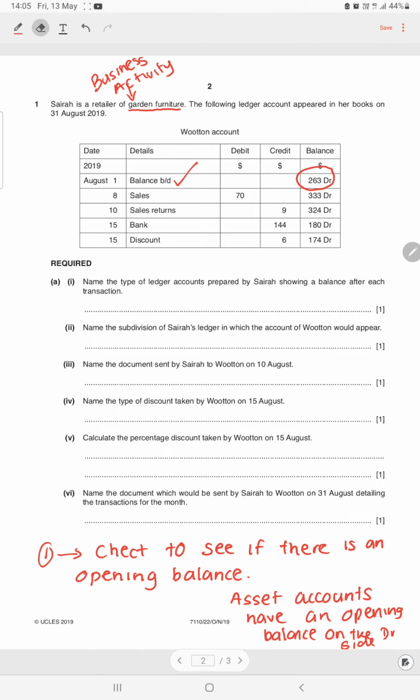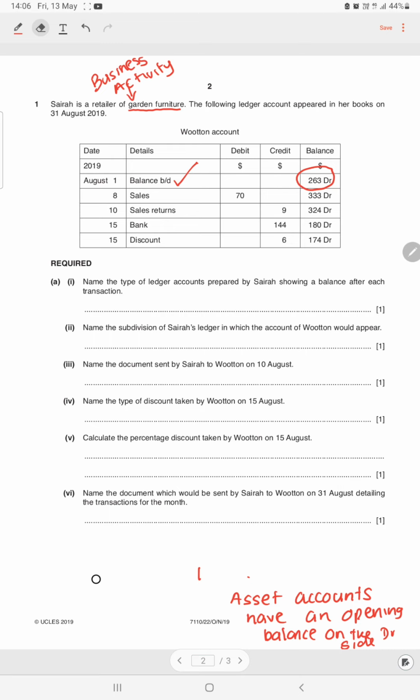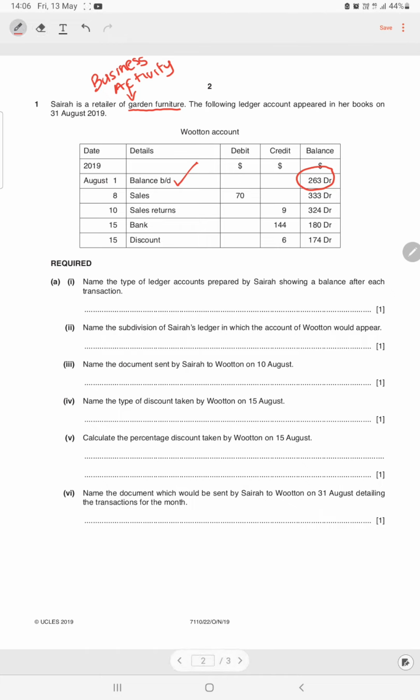Okay, so now we know that this ledger account is an asset. The next step is figuring out what type of asset it is, and that we can do by looking at the transactions. So we know that the element this ledger account belongs to is assets. The next step is figuring out what type of asset it is, and that's quite simple. You can see the type of transactions: we have a sales entry, a sales return. This looks like a credit balance. So this is the debit side, and this is the credit side.